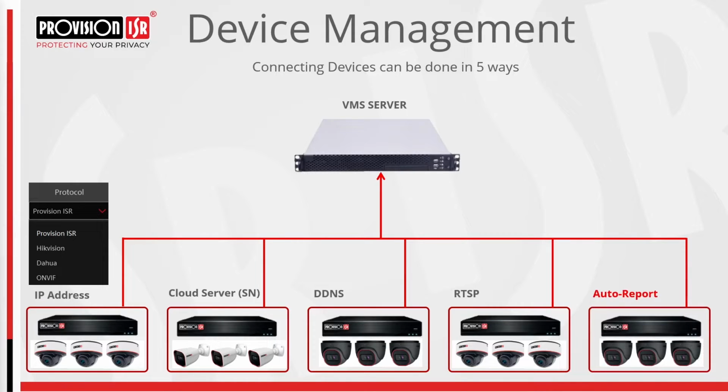Lastly, Auto Report involves configuring devices to automatically report their status or data to a central system. Its advantages include requiring only one static IP at the server, along with pre-configuration time-saving methods aiding faster installations. Auto Report has been meticulously designed and developed by Provision-ISR engineers to seamlessly integrate within the Provision-ISR ecosystem. Let's delve deeper into Auto Report, considering its significance as a key feature in our offering.